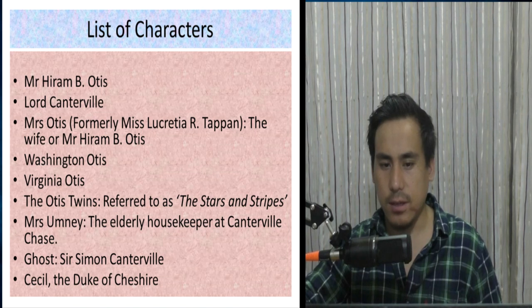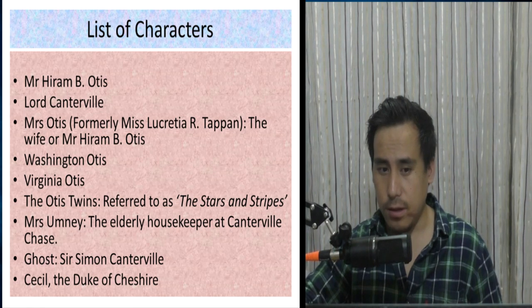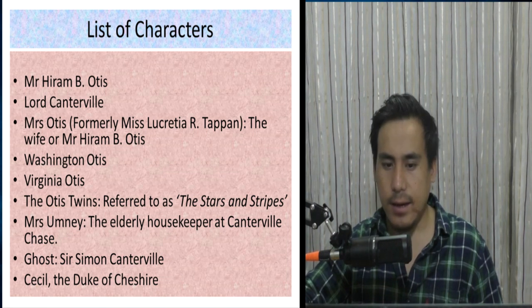So Mr. Otis is an American minister who purchases this Canterville Chase from Lord Canterville. He is the husband of Mrs. Otis and father of Washington Otis, Virginia, and also the Otis twins. Lord Canterville is the one who sold Canterville Chase to the American minister, that is Mr. Hiram B. Otis.